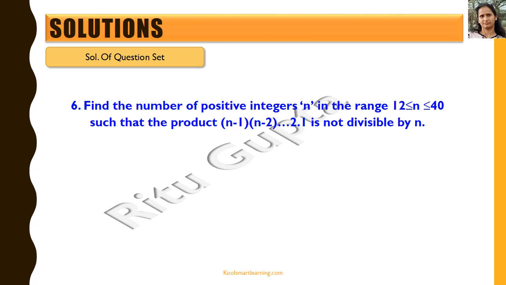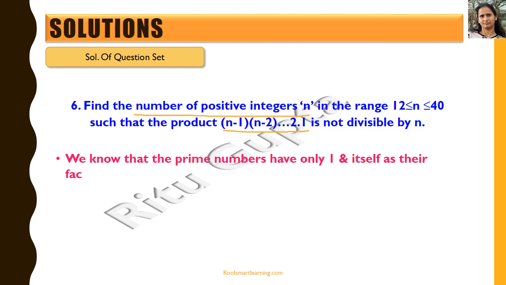Now moving on to the last question of the advanced level quiz. We need to find the number of positive integers n in this range, where n lies between 12 and 40, such that the product n minus 1 into n minus 2 into n minus 3 till 1 is not divisible by n.